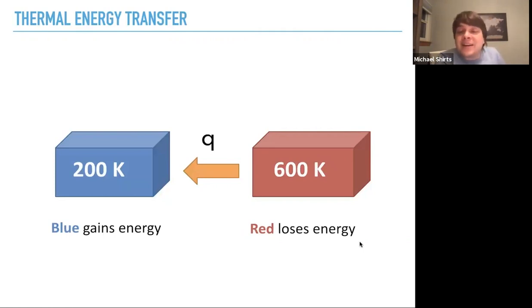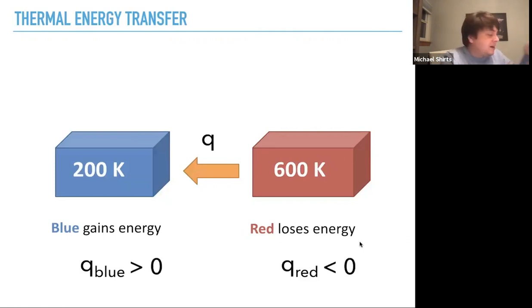We measure the amount of energy that's transferred, and that is heat. And so here we say that Q blue is greater than 0, it gained energy, and Q red is less than 0 because it has lost energy.